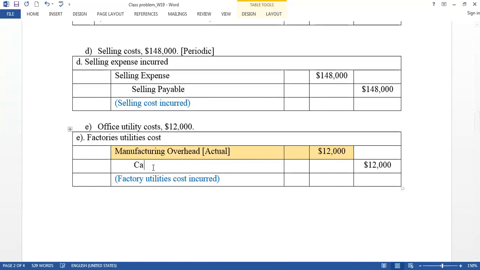Utilities expense. Now what is the journal here? Can you tell me? The factory's utilities cost is not yet paid in cash. What is the journal? Manufacturing overhead debit. What is credit? Utilities payable credit. Yes, utilities payable credit.